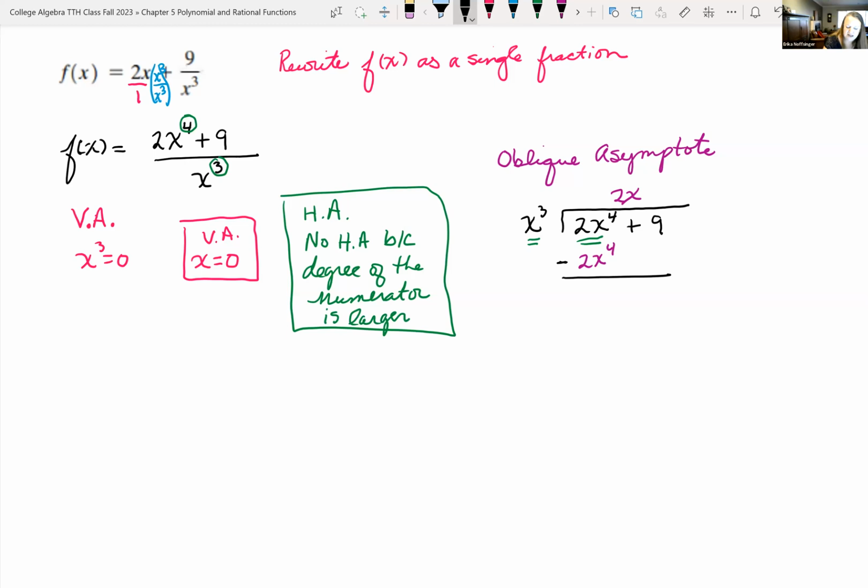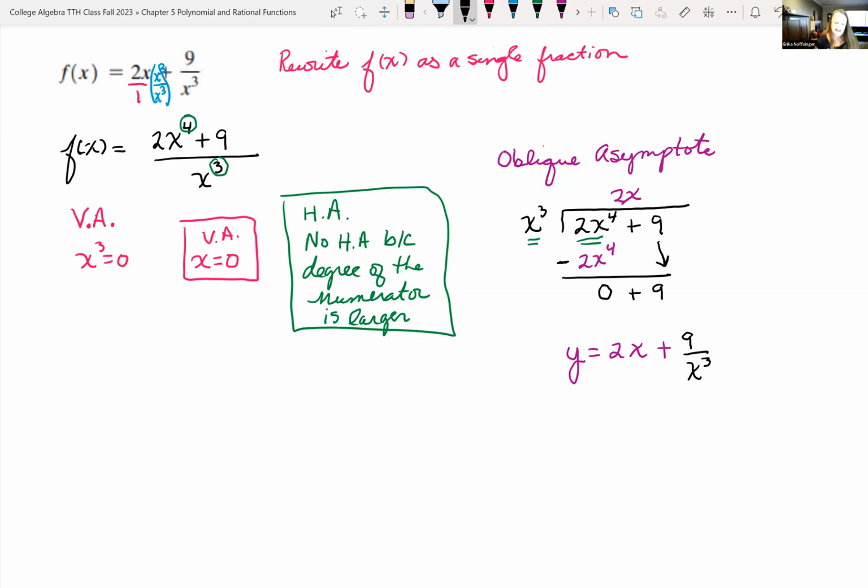We end up subtracting that off. And when we subtract that off, we get 0. Let's bring down our next number. And 9 minus 0 is 9. So I'm done. 9 is my remainder. And if I look at this, I have y is equal to 2x plus my remainder, 9, all over my divisor, x cubed.